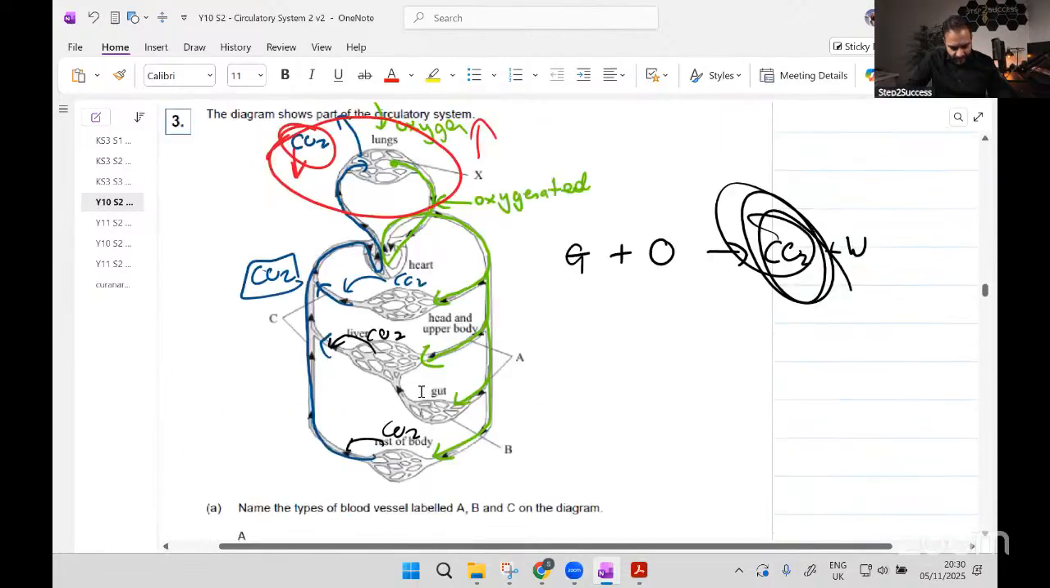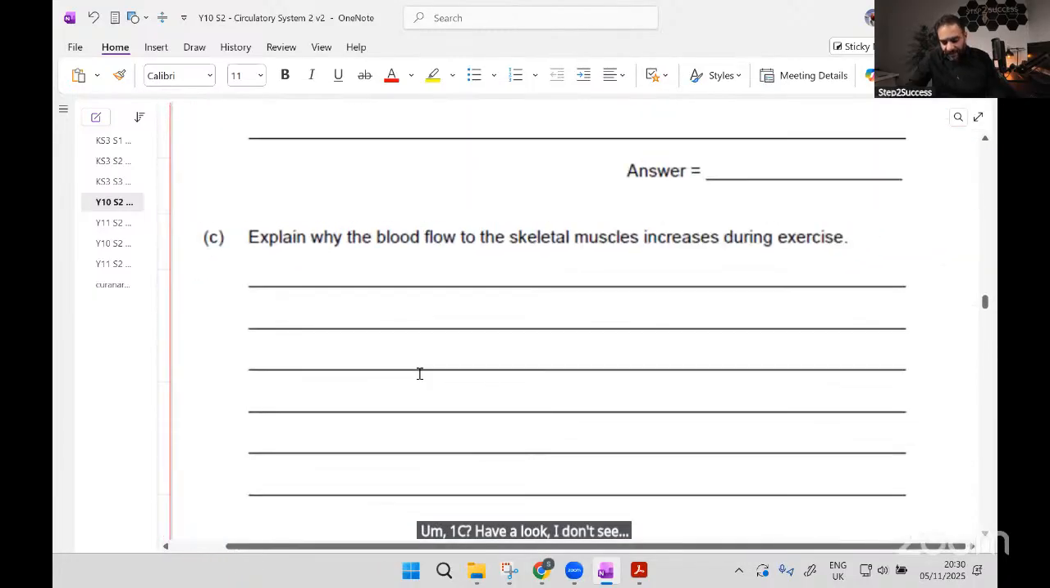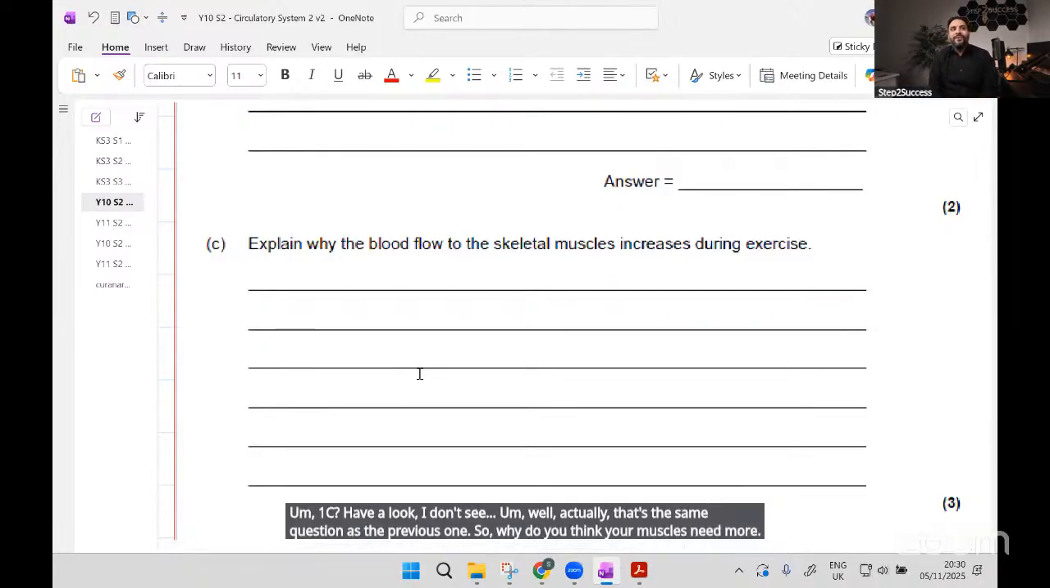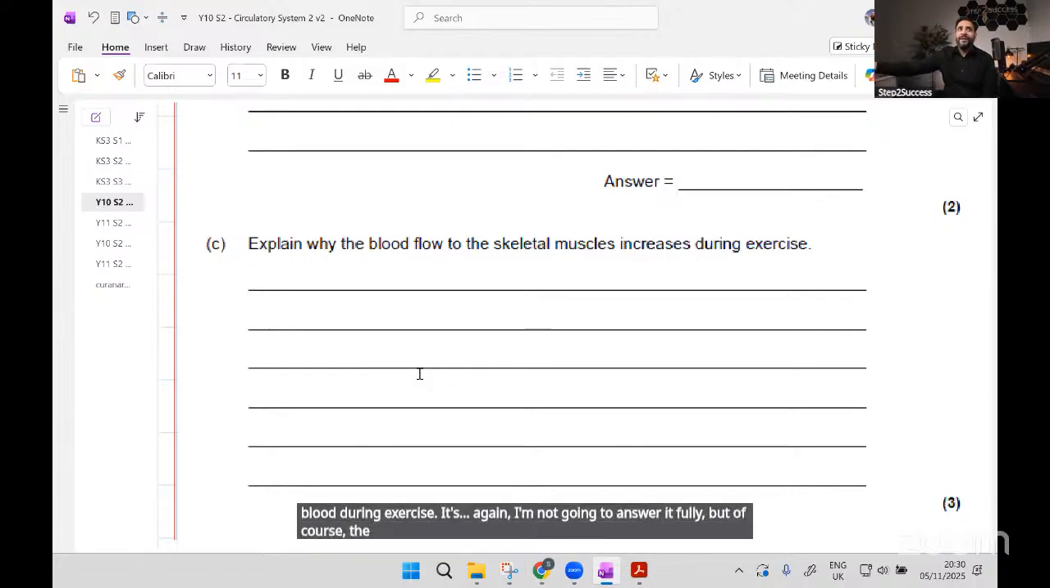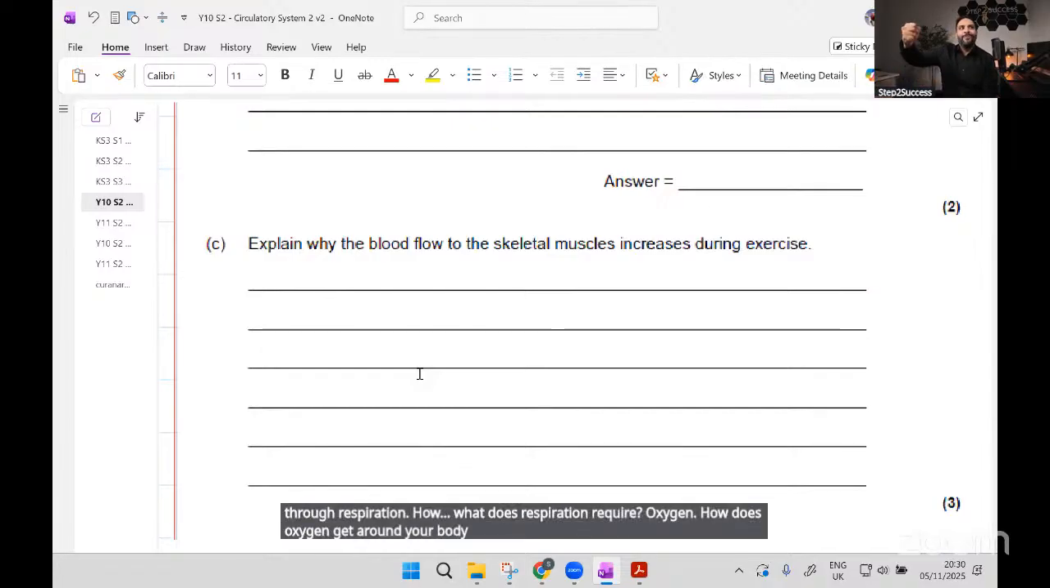1C, have a look at 1C. Actually, that's the same question as the previous one. So, why do you think your muscles need more blood during exercise? Again, I'm not going to answer it fully, but the clue is that during exercise your muscles need more energy. How do they get energy? Through respiration. What does respiration require? Oxygen. How does oxygen get around your body? In the blood. So why would the blood flow to the muscles increase during exercise?